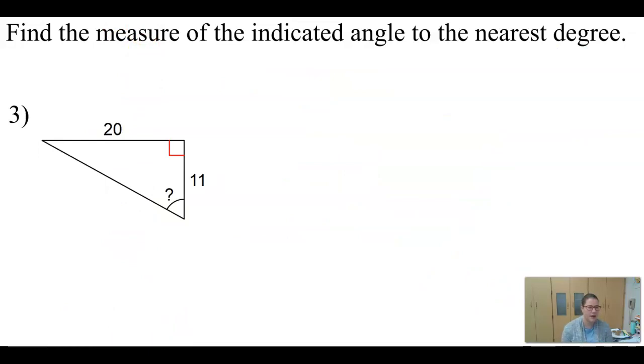So we're looking for this angle here. And again, this is opposite. And this is the adjacent side. So I'm using cosine again on this one. So the cosine of angle x is equal to 11 over 20.